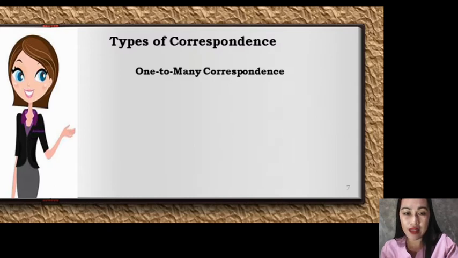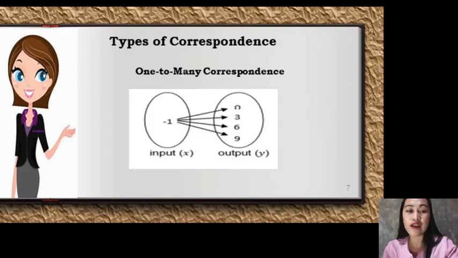Next is one-to-many correspondence. In this type of correspondence, each element in the input is paired with two or more elements in the output. So the element in the input is repeated, or paired with many elements in the output. This is an example of relations.